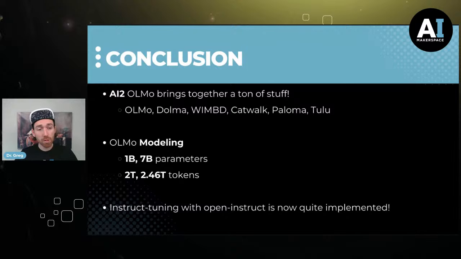We saw that the OLMo models currently in 1 billion, 7 billion. We're expecting the 65 billion soon. That'll probably be on 3 trillion tokens. That's the Dolma data set. And then the instruct tuning with open-instruct is not quite implemented all the way through Hugging Face so that we can leverage QLoRA and some of the things we're used to. But I imagine it's going to be figured out real soon.